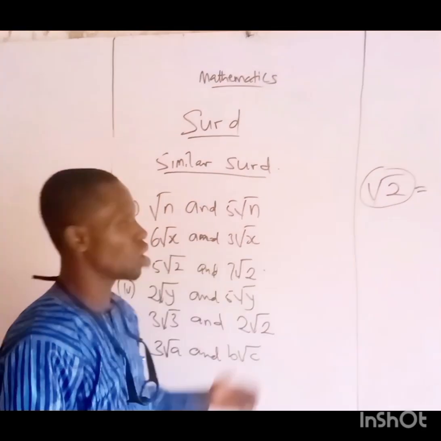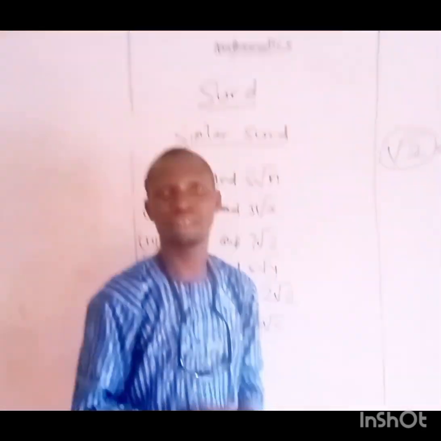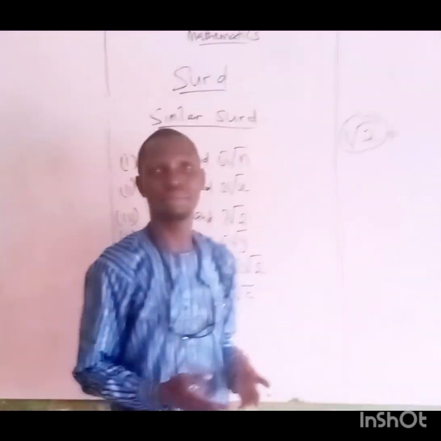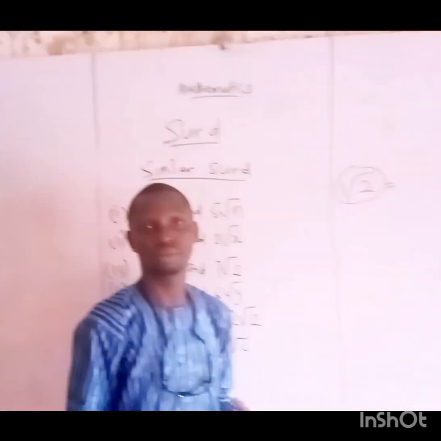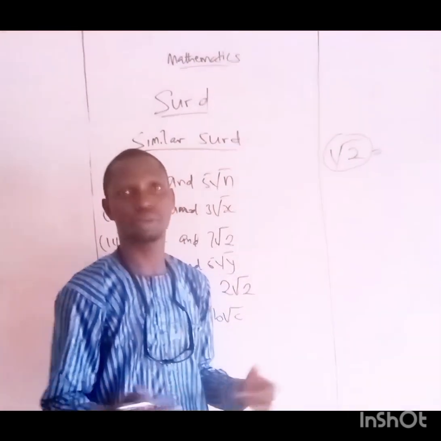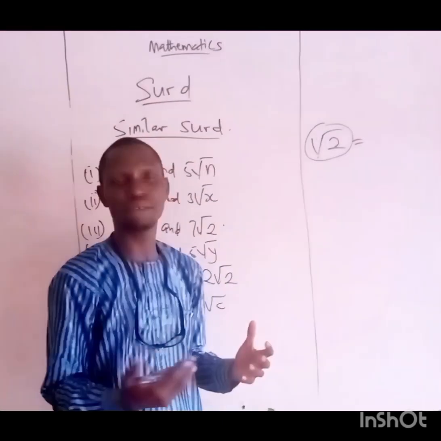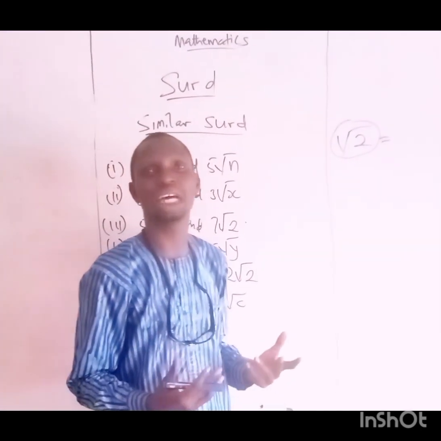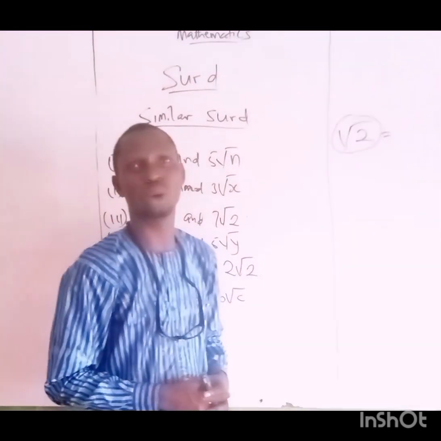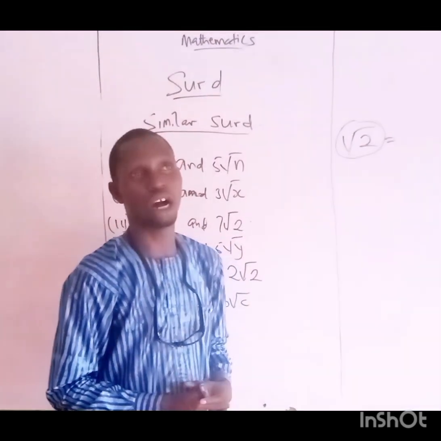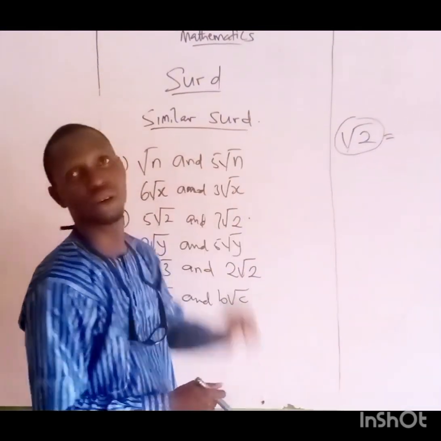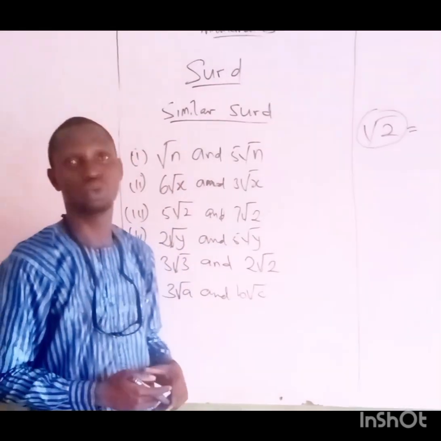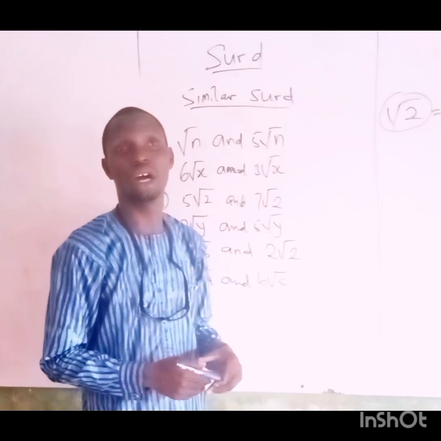Now, we call some sets of surds similar surds. When we have surds with the same irrational number, when you have two different surds and the two surds have the same irrational number, such surds are called similar surds. When you have two surds with the same irrational number, we call them similar surds.